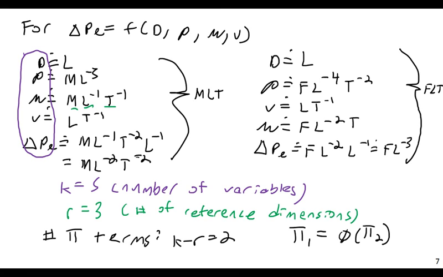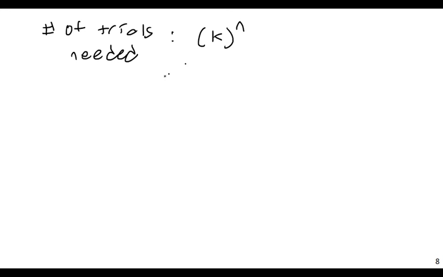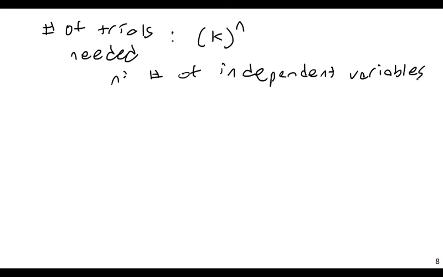I don't know if this is exactly how it would work, but the number of trials needed in an experiment, I would guess, would be something like some constant to the n power, where n is the number of independent variables. I would guess that at least. And this is the reason fundamentally why we learn how to use pi terms. There'd probably be some other constant in here; maybe I could say it's proportional to this.